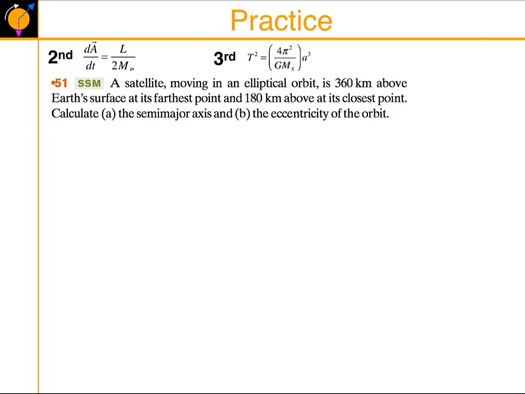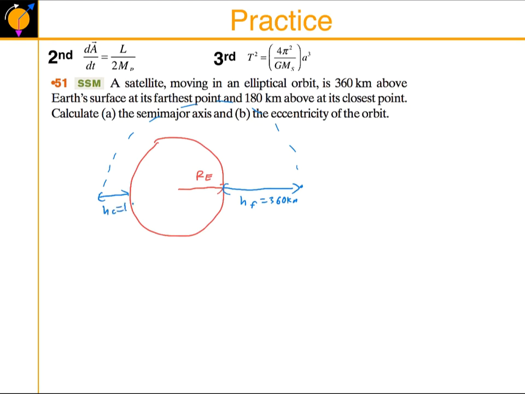So let's do a simple calculation to practice understanding how ellipses work. Let's say I have a satellite that's moving in an elliptical orbit around the Earth. So here's the Earth, and here can be the radius of the Earth, and it's orbiting such that its furthest point from the Earth is 360 kilometers above the Earth's surface. So this here is its point when it's at the furthest. We'll call that its height when it's the furthest. That's 360 kilometers, and then its height where it's closest, we're told, is 180 kilometers.